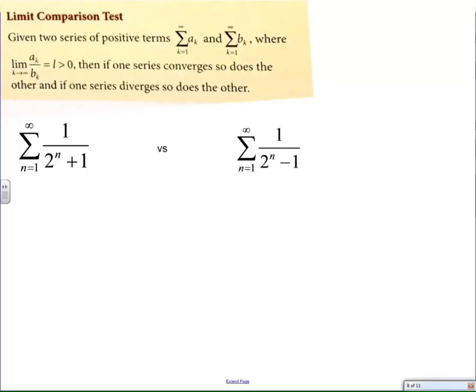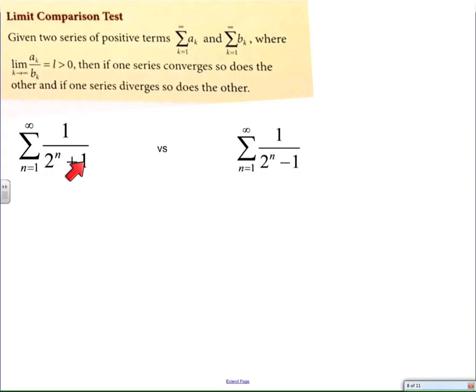Hello. In a previous video lesson, we discussed how to use the comparison test as a way of determining if a certain series converges or not to infinity. Now, what we were able to do was take something like this, which is very similar to 1 over 2 to the n, and make a comparison.